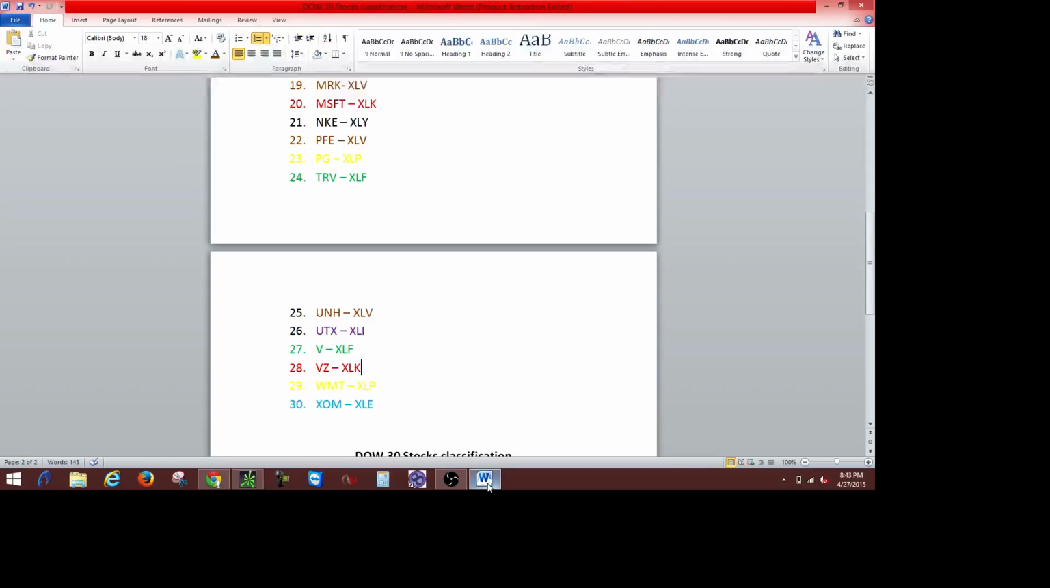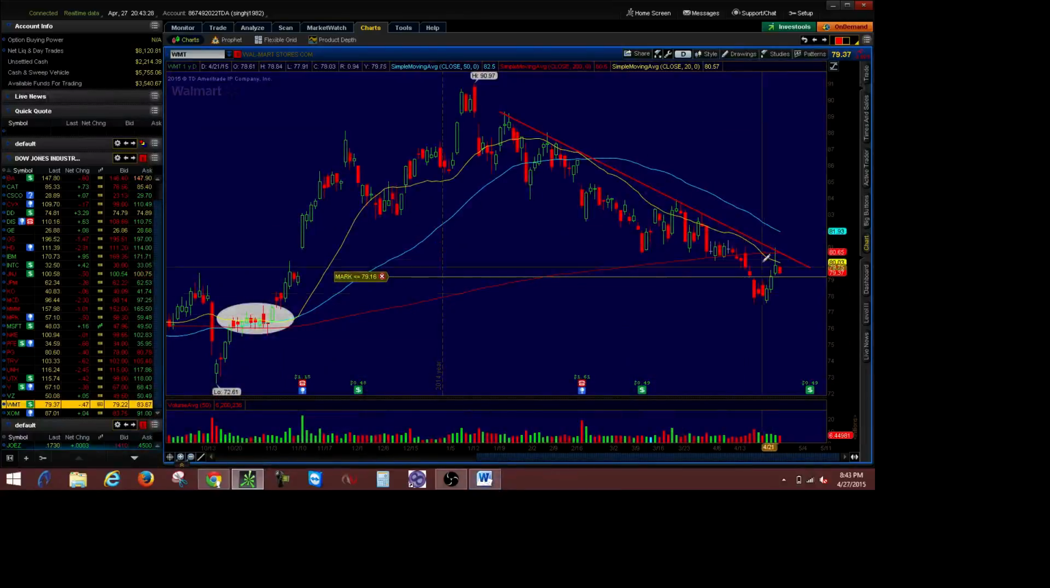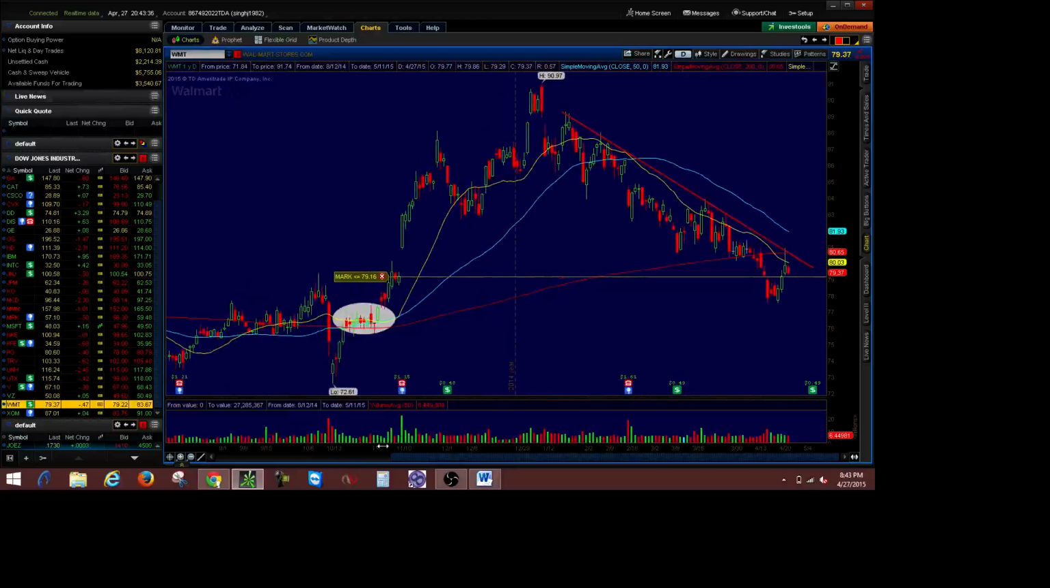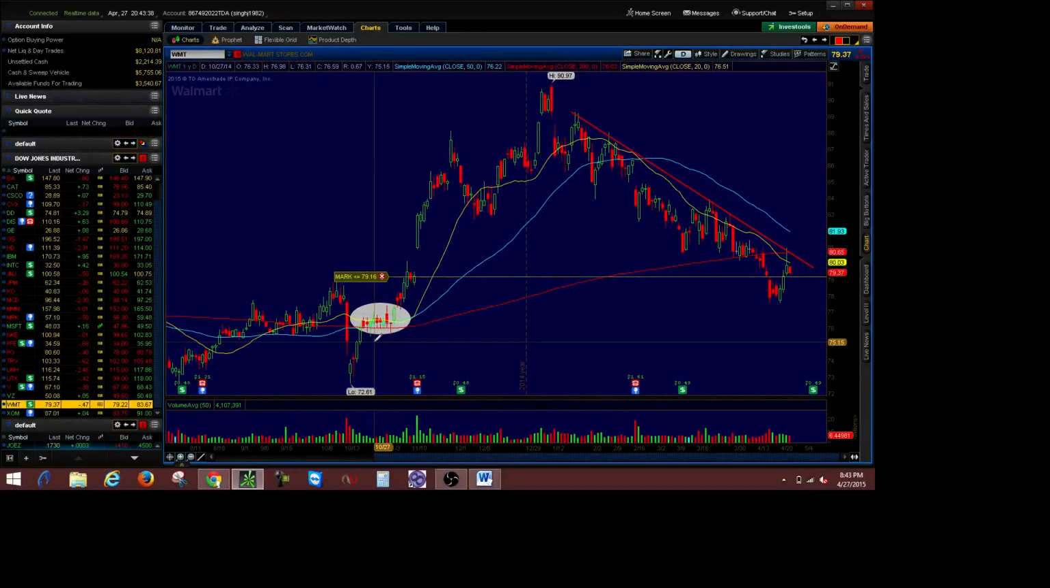Okay, so that was your Walmart, right? That was your Walmart. So keep an eye on it and let it come to this area. If it does, this is a much better area to see some kind of bounce out of here.